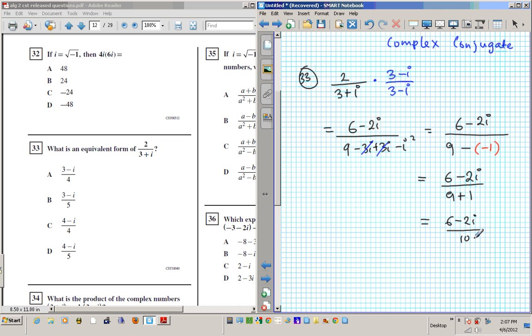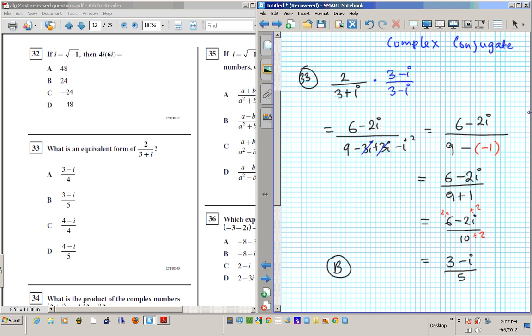Now I can divide everything by 2, right? Because 2 goes into everything. I can divide this by 2, this one by 2, this one by 2, or use everything by 2. So if I divide everything by 2, I'm going to end up with (3 minus i) over 5. Okay, so the answer here is B.